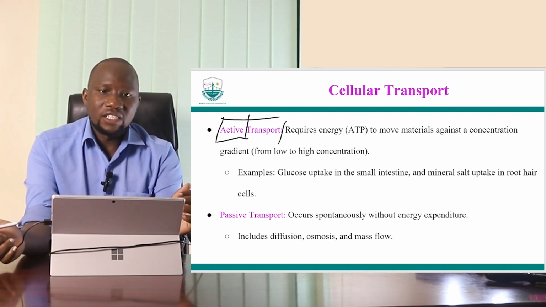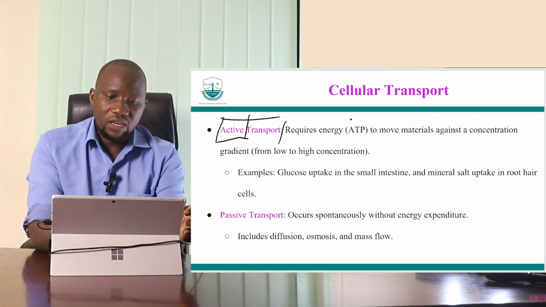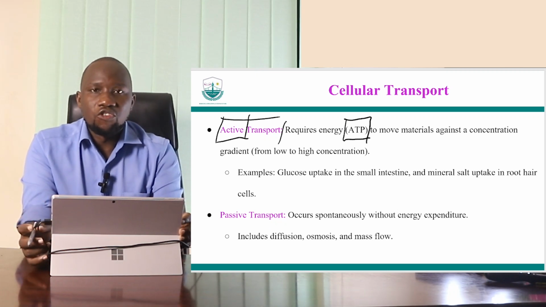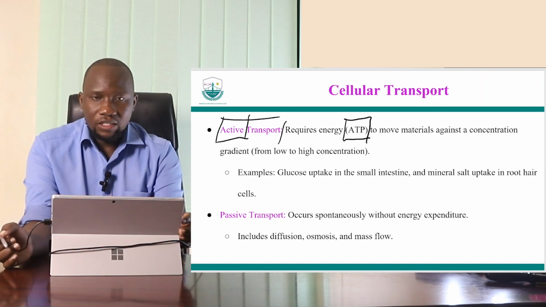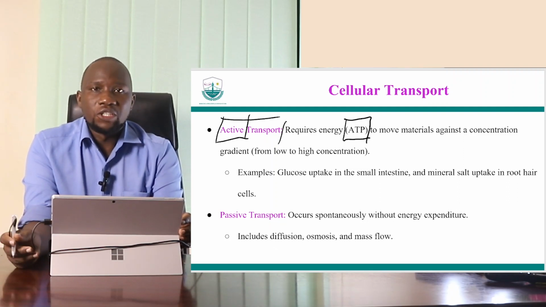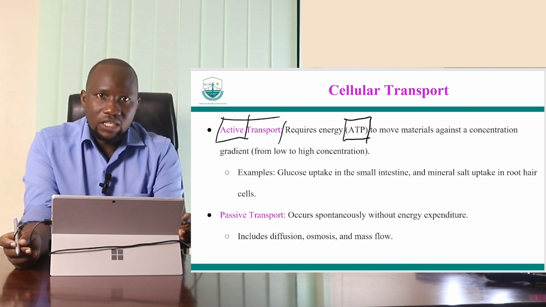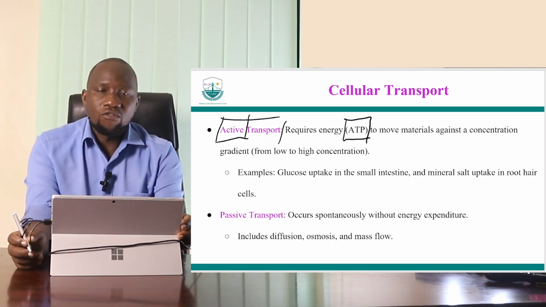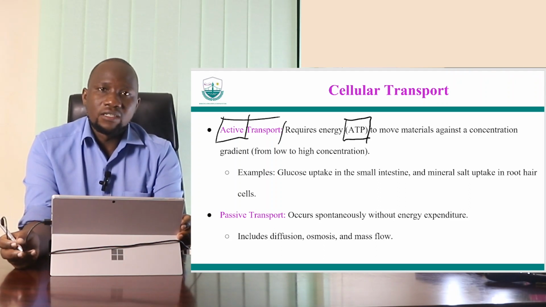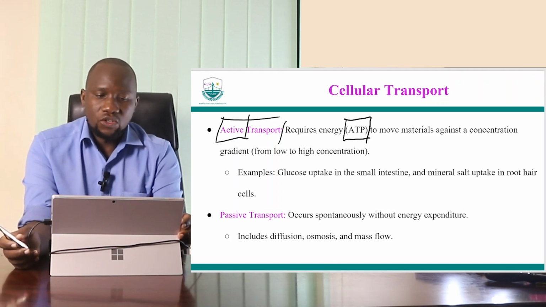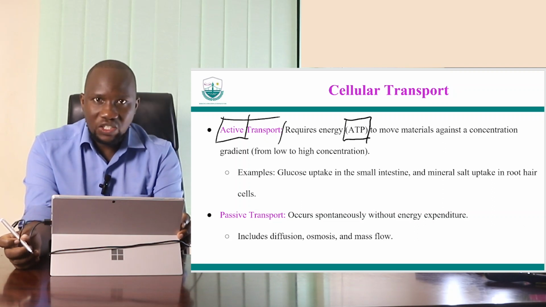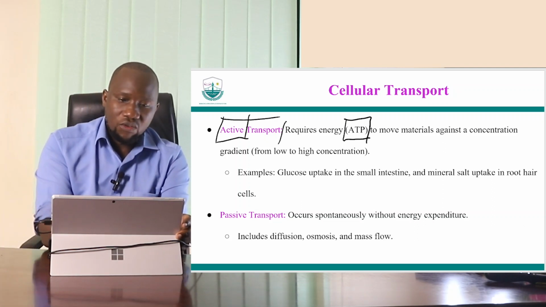Okay, the energy that we talk about in a living organism is in the form of ATP. The energy is in the form of ATP that you look at under respiration. Adenosine triphosphate is the form of energy that living organisms use. So active transport requires energy to move material against the concentration gradient.